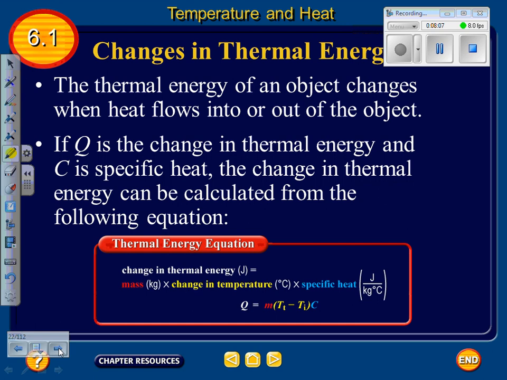The units of specific heat are joules per kilogram degree Celsius. So Q equals M times the change in temperature, the final temperature minus the initial temperature, times C. I mentioned in class that you'll more often see this formula solving for C, the specific heat. In this case, C equals Q divided by M times T sub F minus T sub I.